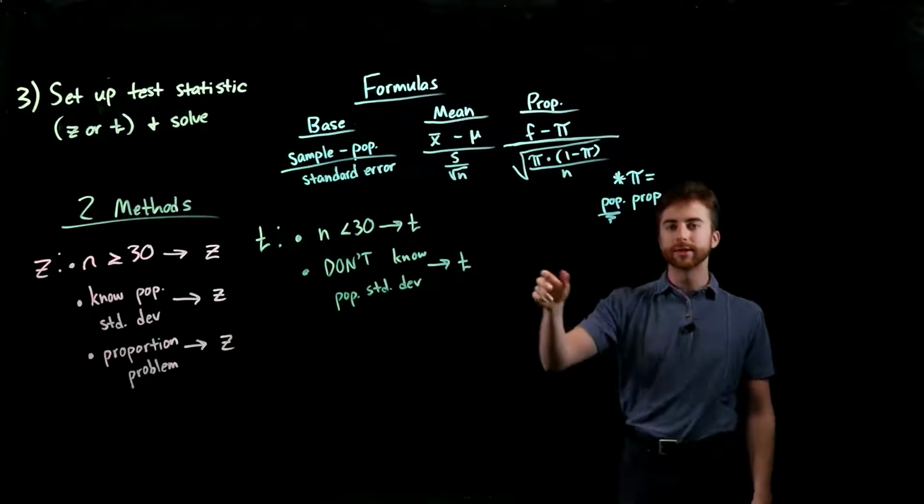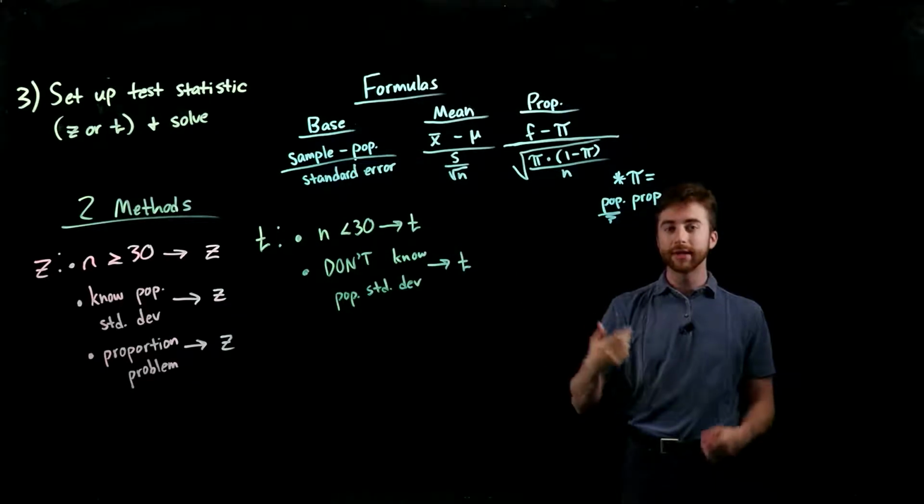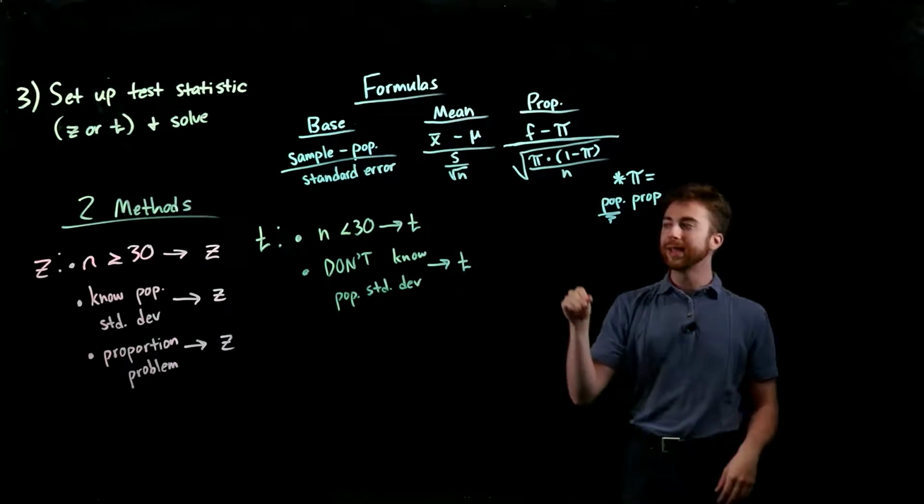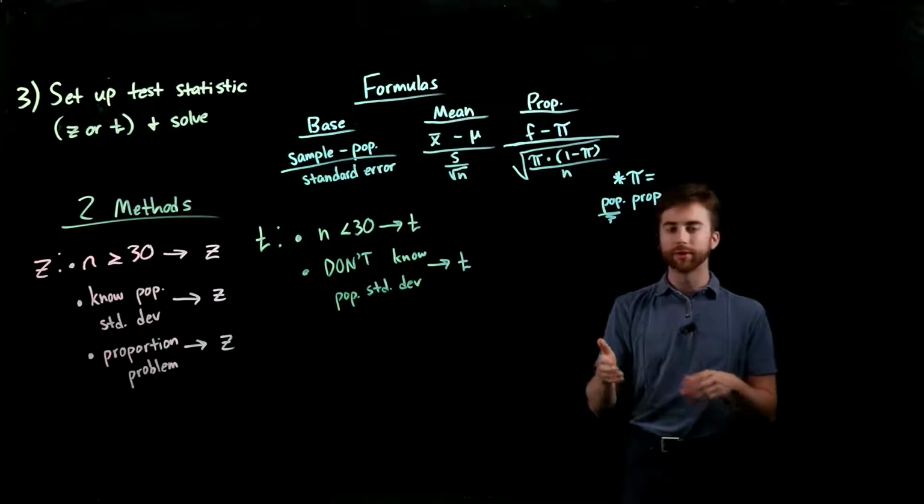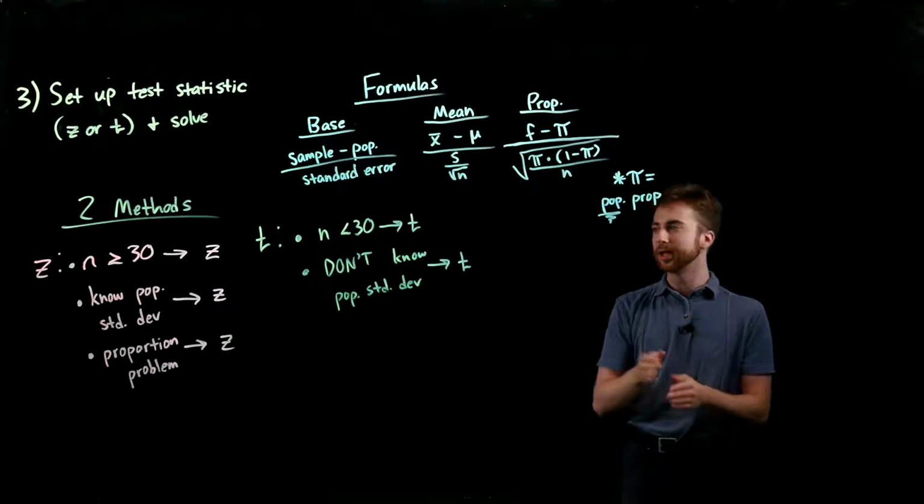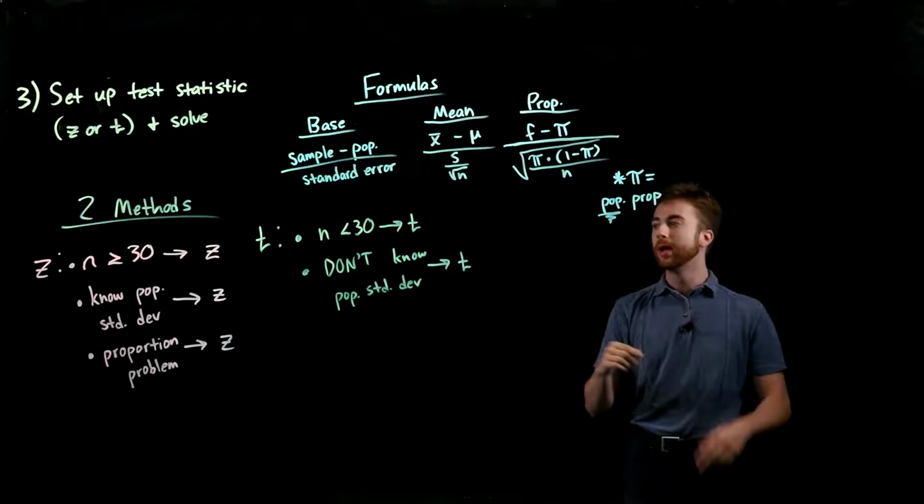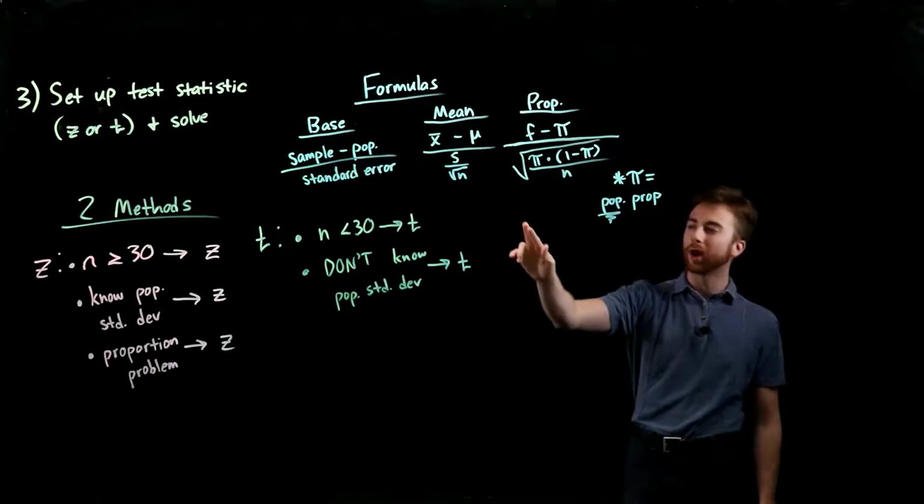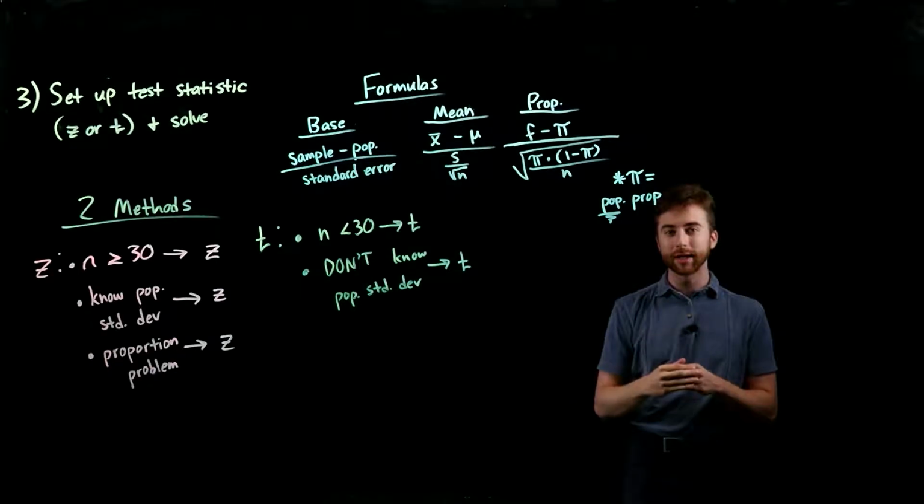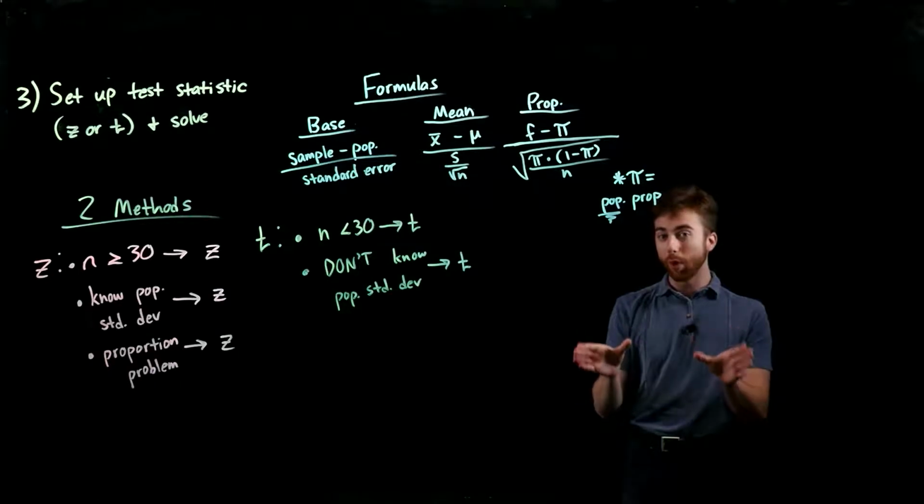But the two methods you use to decide between z or t, one of them is based on n. So essentially, if n, the number of trials in your sample, is greater than or equal to 30, meaning it is 30 or greater, then you're going to use a z-test. On the other hand, if n is less than 30, then you use a t-test. So that's one way to do it.